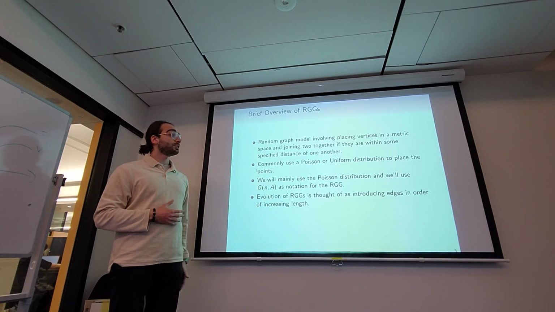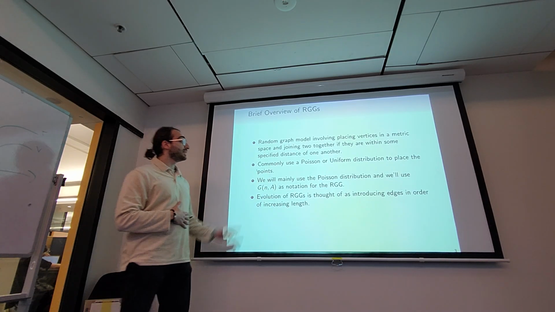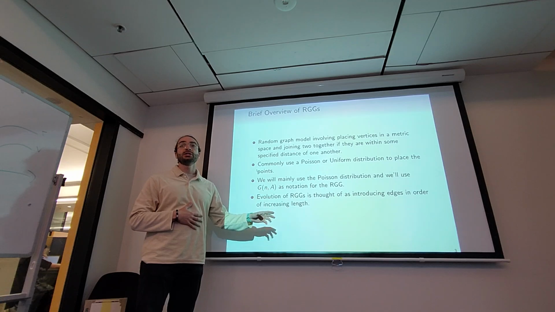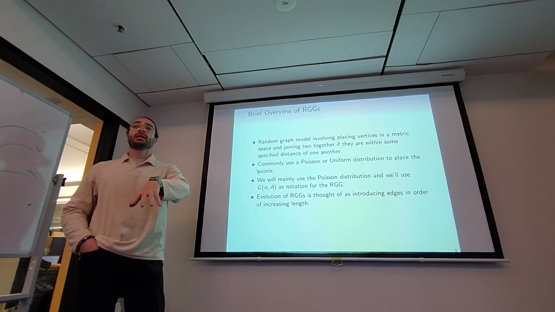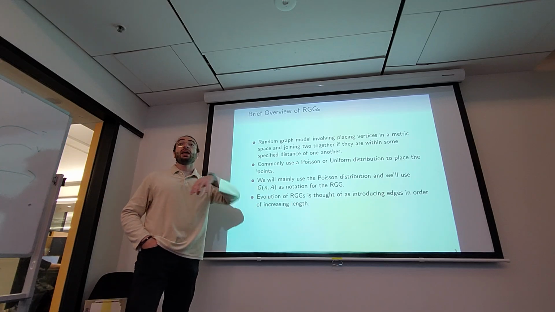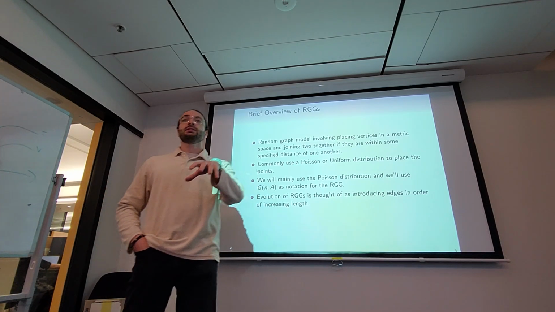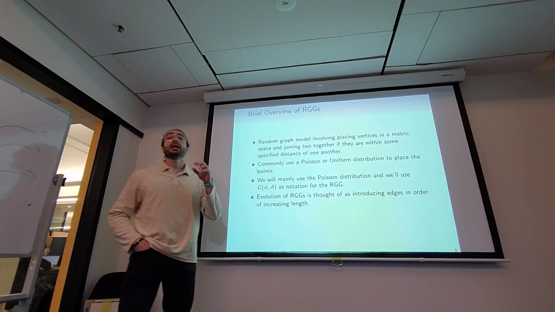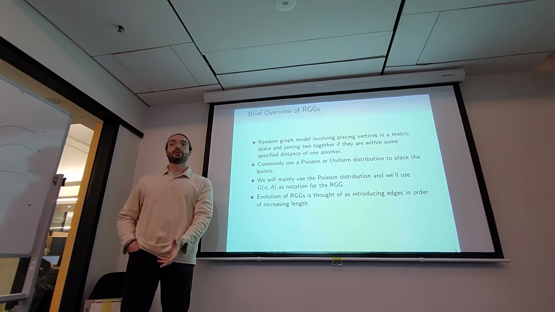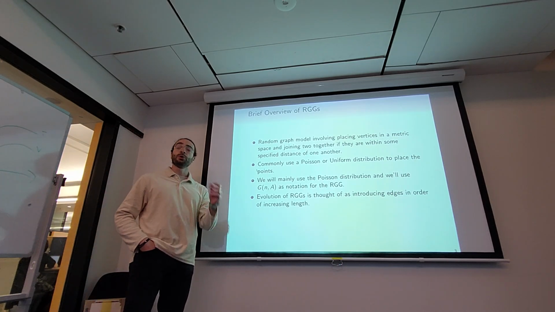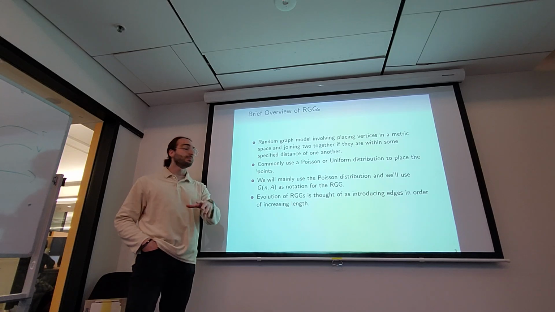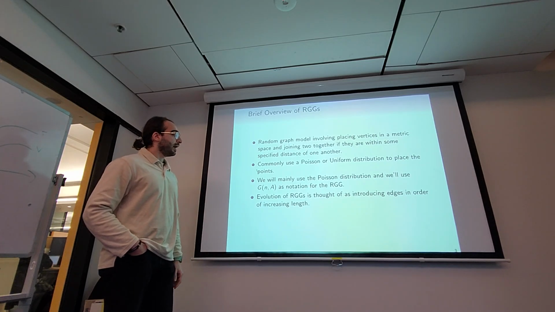We'll be using a Poisson distribution, and we'll use the notation G and A for our RGG. What this means is we have a square of size n. The A is the area of the circle around each vertex. And we're using a Poisson distribution with a density of 1. So what that means is we expect n vertices to be in our metric space. We're not going to get exactly n vertices each time, but around that much.